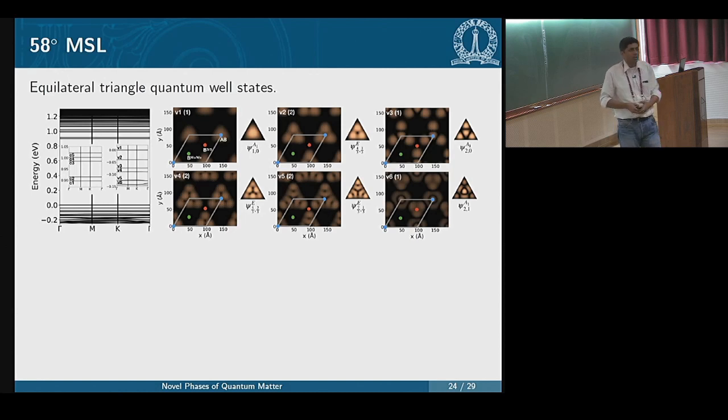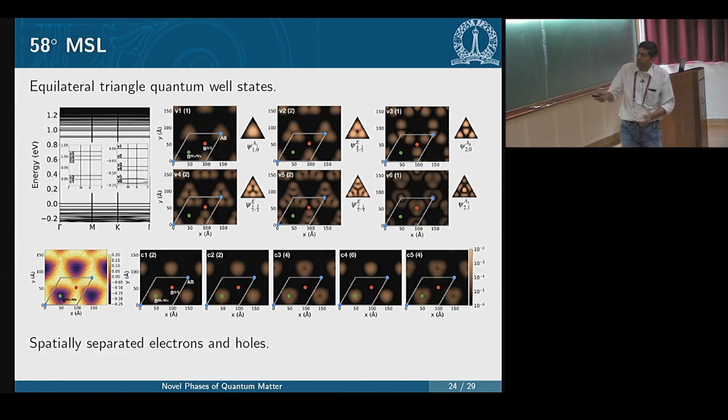Okay. So essentially, somehow the system is developing quantum wells which are triangular in shape, and I just have a real space localization of states inside that. That is all that is happening. The conduction band also shows something similar, but if you notice, the valence bands are localized here, and the conduction bands are localized over here. So they're spatially separated electrons and holes, if you wish.